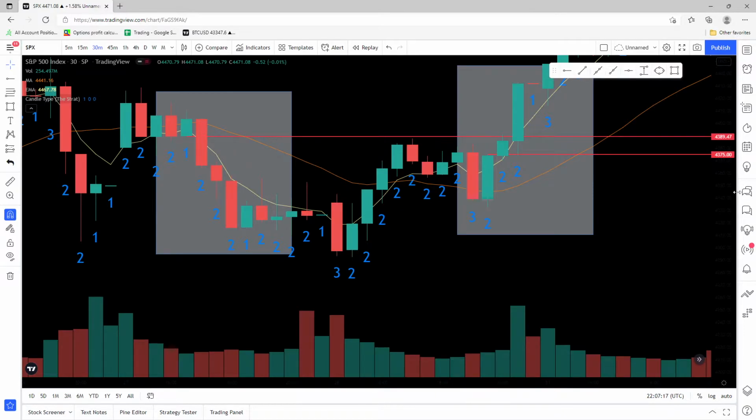Now, with those three types of candles, this is basically what whoever came up with the Strat, let me take a sip of this powder.